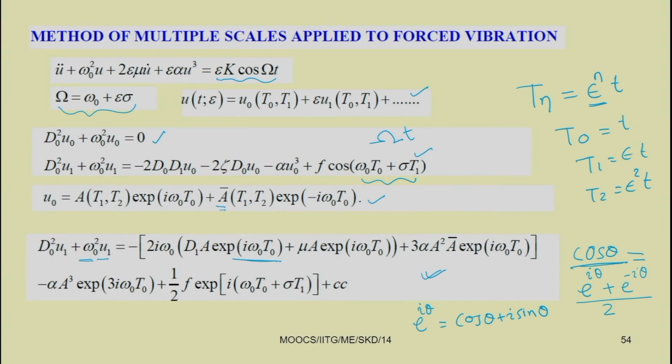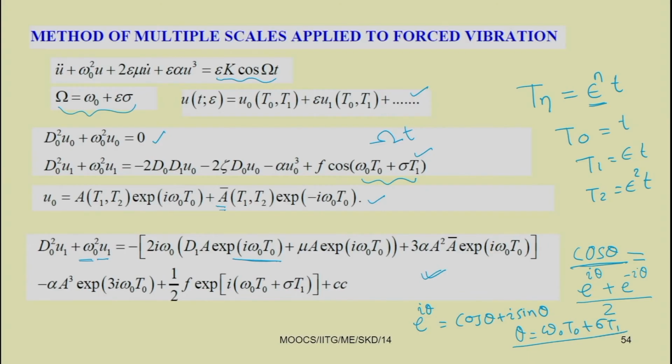So, this f cos(omega 0 t 0 plus sigma t 1) you can write equal to half f e to the power i(omega 0 t 0 plus sigma t 1) plus half of the complex conjugate. So you can write this cos term in this form, by using e to the power i theta, where theta is nothing but omega 0 t 0 plus sigma t 1. By substituting this, you can write the forcing term.